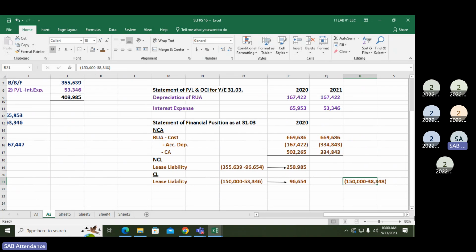Third year we should pay 15% on that balance. So that is 38,848. So current liability at the end of the second year is 111,000. From the total 258, when you deduct 111, the balance is non-current. So this classification is important when you are showing the statement of financial position extracts of 2020 and 21.